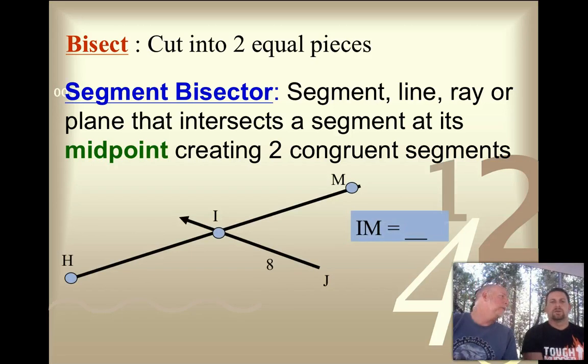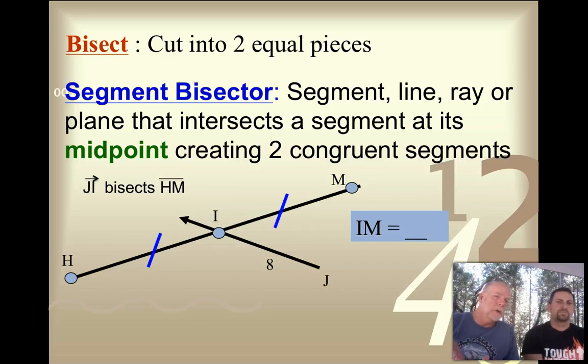Here's a good example. We don't see this a ton, but we need to understand it could be anything that bisects that. If we have segment HM, and we are told, this is critical, that ray JI bisects it, we have to know that information, that it bisects the segment. Then if they give us one of those pieces, we can do our hash marks again, because the hash marks indicate that it cuts it in two equal pieces. Then we can find the other piece based on them giving us one of them.